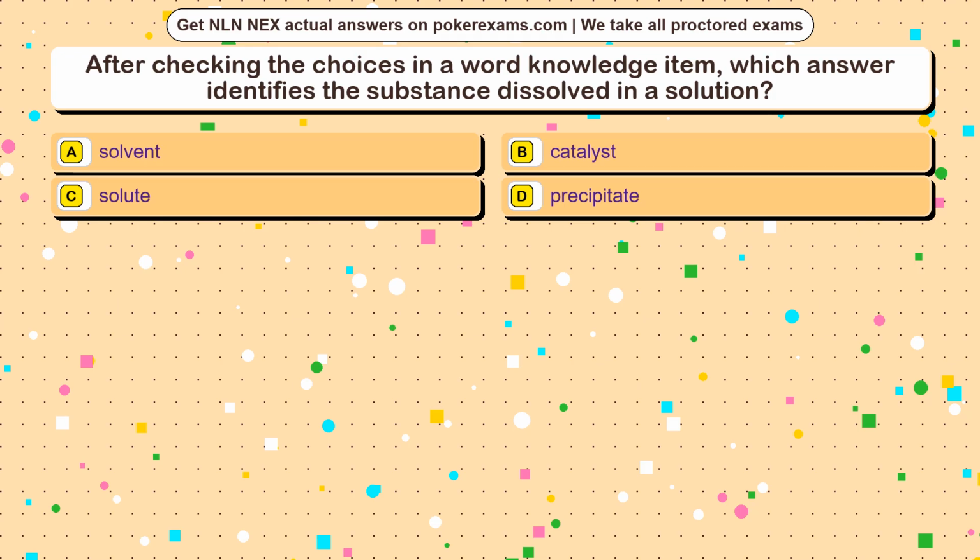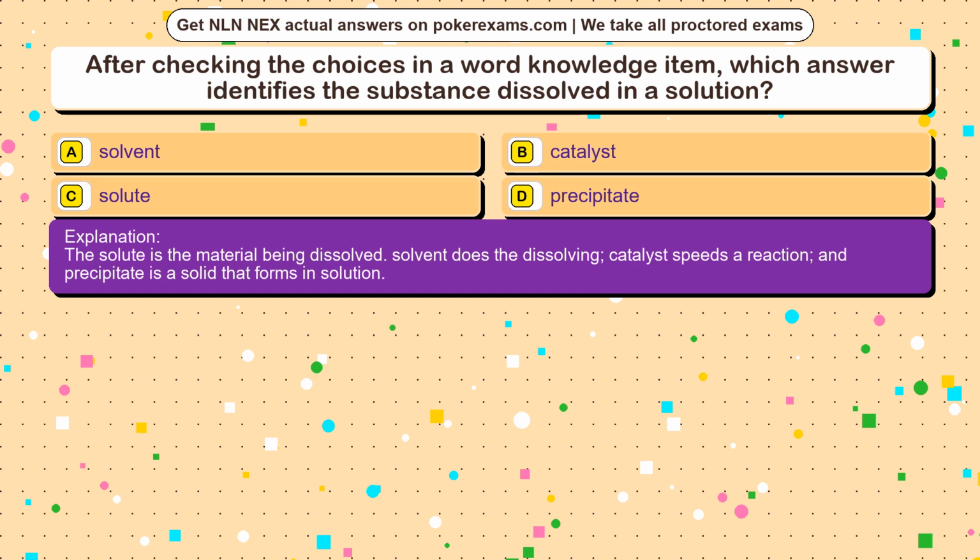The correct answer is option. The solute is the material being dissolved. Solvent does the dissolving, catalyst speeds a reaction, and precipitate is a solid that forms in solution.